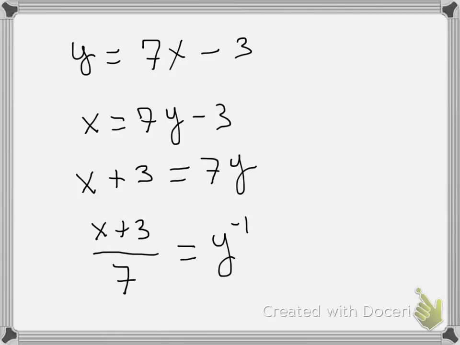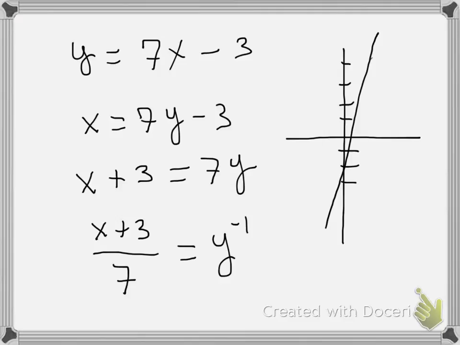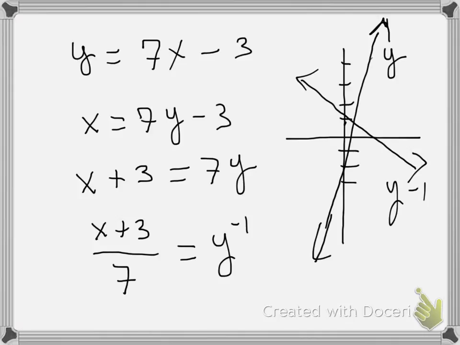Okay. Now, if we really wanted to sketch this thing out, I'd come down here, 1, 2, 3, and the slope of 7 is 1, 2, 3, 4, 5, 6, 7. And that would be y. And now y, the inverse, is going to look something like this.